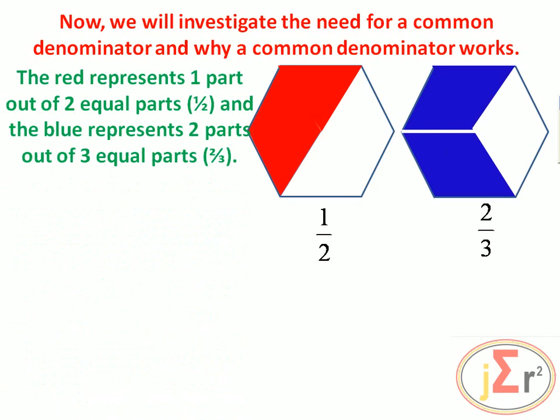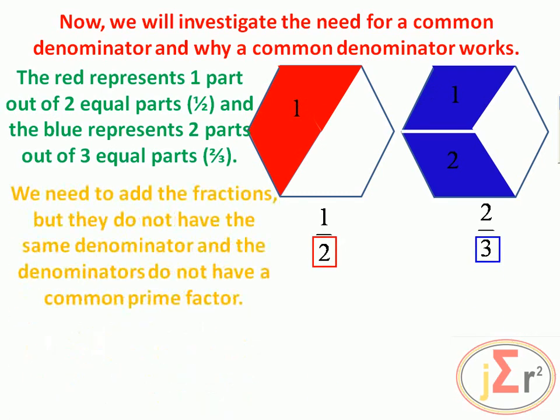The red represents 1 part out of 2 equal parts. That's a half. And the blue represents 2 parts out of 3 equal parts, which is 2/3. So there we have 1 part out of 2 equal parts, and 2 parts out of 3 equal parts. We need to add the fractions, but they do not have the same denominator. Can we add them immediately? No. We cannot add them immediately.